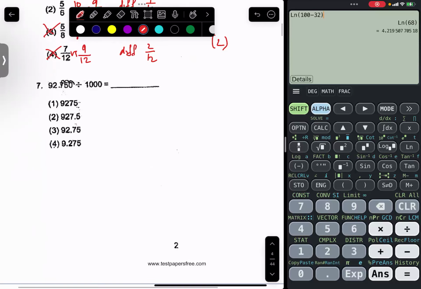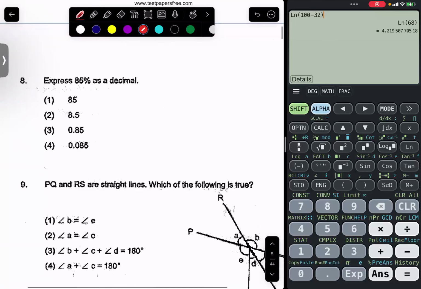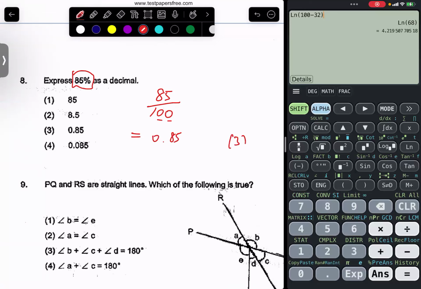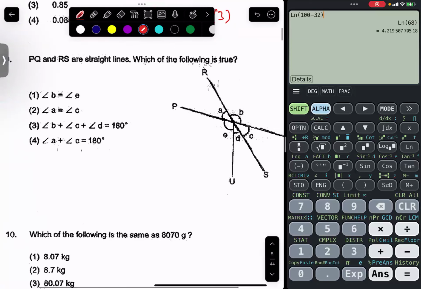Okay, 92,750 divided by 1,000. Here they give you a hint already. Shift 3 decimal places. So the answer will be 3. Express 85% as a decimal. Percentage means over 100. As a decimal, 2 decimal places. Okay, 85, so 0.85.